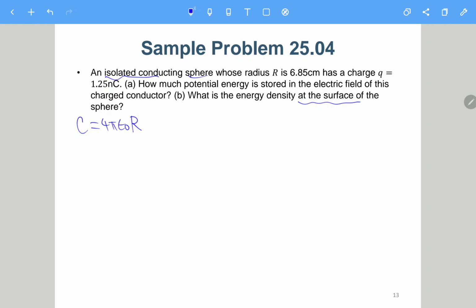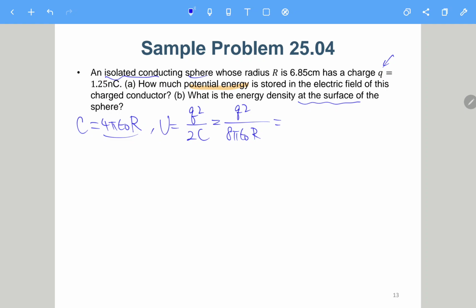And then we would like to calculate the potential energy, which is Q squared over 2C. Because it gives you Q, we can just plug in Q and also put in C there. So altogether we have Q squared over 8 pi epsilon naught R. Okay, then we can plug in all the numbers.